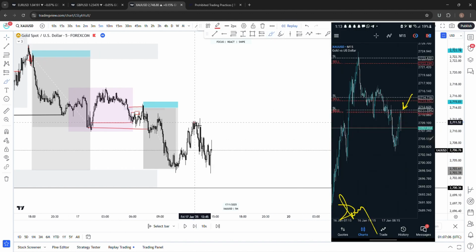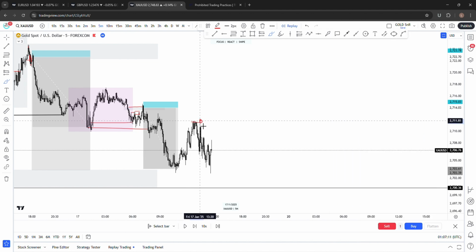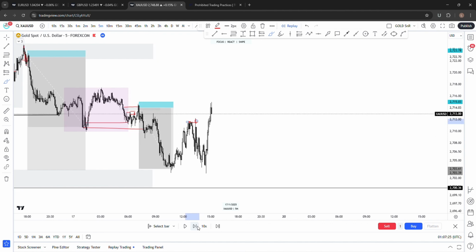I think I showed it on my Instagram page, but I got taken out with this beautiful wick. This wick took me out nicely before price moved to the downside. It was very, very painful anyway, but we should let that go. So that was also another entry over there, and then I also had another entry before the third trade.